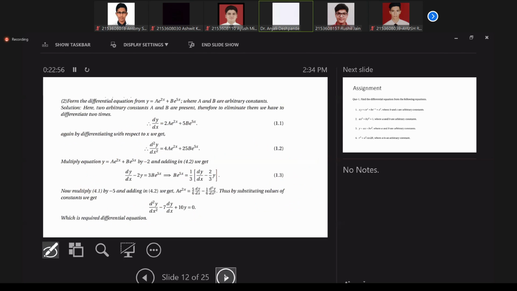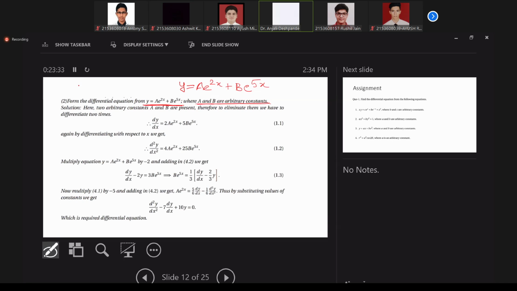All right. Now we'll see the next one. You have to form the differential equation from this given equation. So what is it? y is equal to a e raised to 2x plus b e raised to 5x. So we have to eliminate the arbitrary constants. How many arbitrary constants are there? a and b are arbitrary constants. How many are there? 2. So how many times will you differentiate? 2 times.